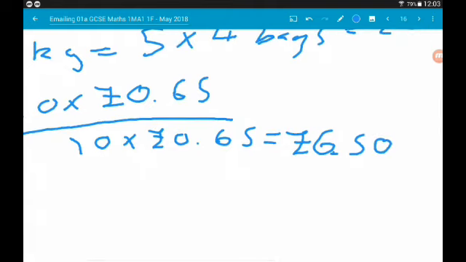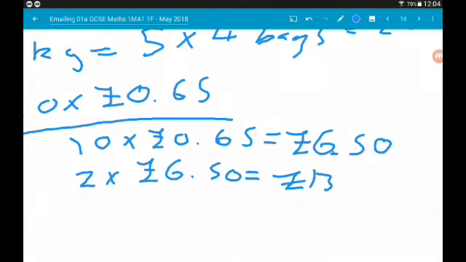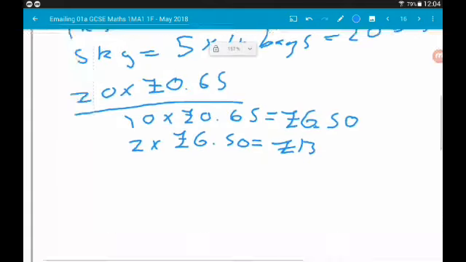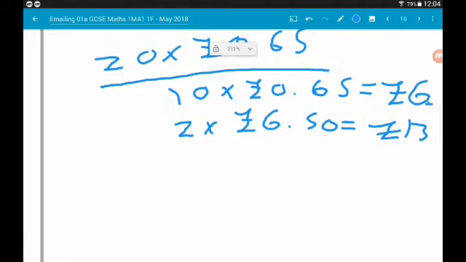And then we can do 2 times £6.50. 2 times 6 is 12. 2 times 50p is £1. So that's £13. So she makes £13.